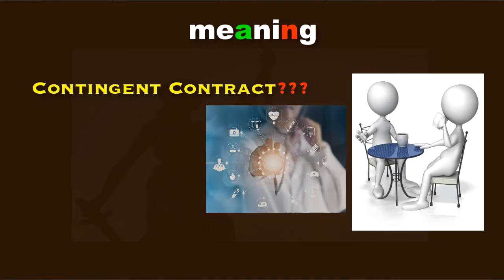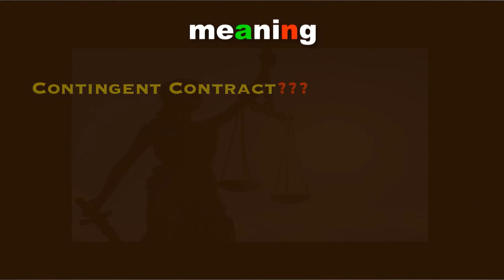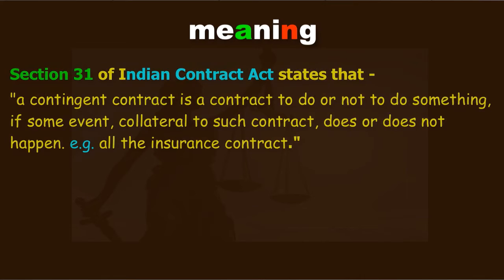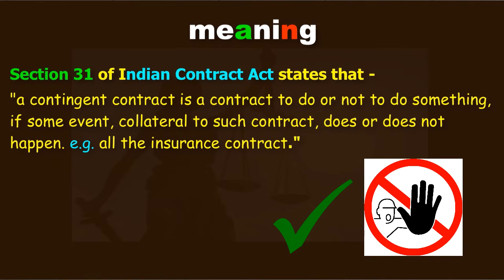Now let's check out its technical meaning. As defined under section 31 of the Indian Contract Act, a contingent contract is a contract to do or not to do something if some event collateral to such contract does or doesn't happen. I believe now you don't have a problem with such type of language. Now you can appreciate that.